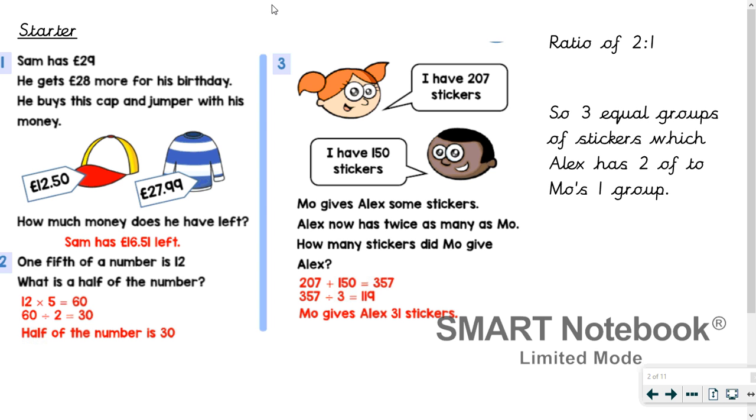So to find what a group is, we do the 357 we've got in total, divide by 3 to give 119. So 119 stickers is how many Mo has. So that's 1 part. So then the question asks us, how many stickers did Mo give Alex? So we had 150, and then 1 part is 119. So we have to take that away. So from his 150, take away 119, he gave over 31. So it just takes some thinking about. And once you got that to a ratio of 2 to 1, it was doable from there.